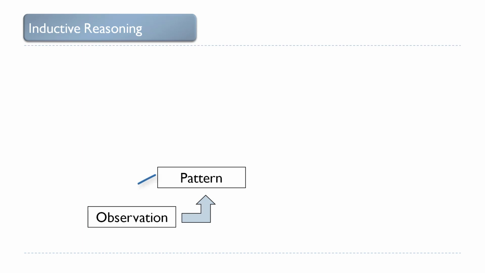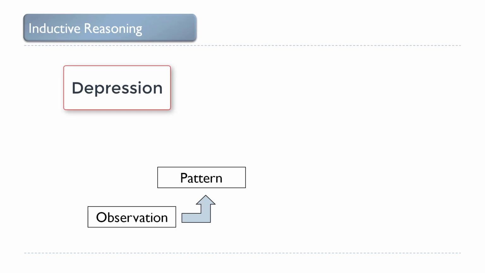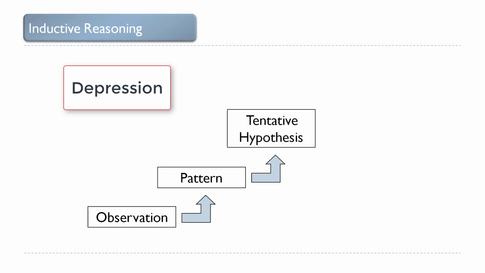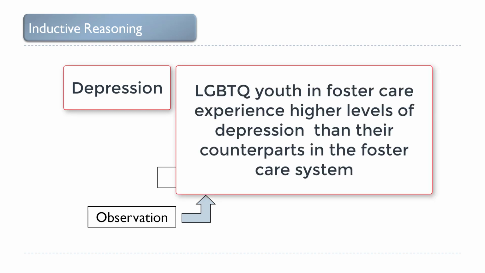And there might be a loop here where we go back to the data that we looked at before, but eventually we come up with a pattern. So in our case, let's say we find that the LGBTQ youth in our study are experiencing high levels of depression, more so than their counterparts. Well, based on that, we come up with a tentative hypothesis. And we say LGBTQ youth experience higher levels of depression than their counterparts in the foster care system.